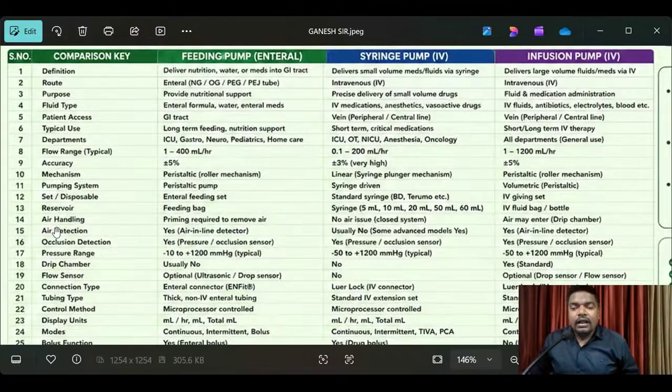Now see, I'm only talking about the reservoir. For the feeding pump, a feeding bag is available. For the syringe pump, there are 5 ml, 10 ml, 20 ml and 60 ml syringes, different syringes depending on the condition of the patient and the dose to be applied. For the infusion pump, IV fluid bags or bottles are available. These are the reservoirs. I'm going to compare every point, all 50 points, without repeating or forgetting. I will explain everything.